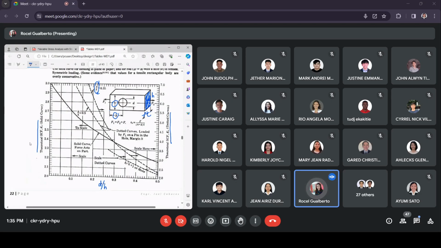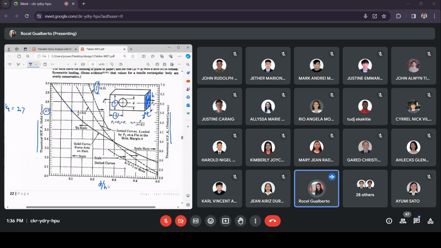Say for example, given a diameter, say d over h is 0.1, and you use a solid curve. So the point of tangency, where they meet, is at 0.1 as the ratio, and you have here the solid curve. So the value of KT would be taken on the left side. The value would be 2.7. So the KT now would be equal to 2.7.